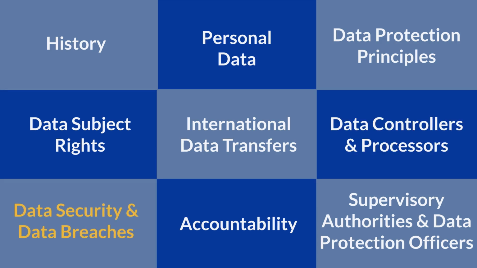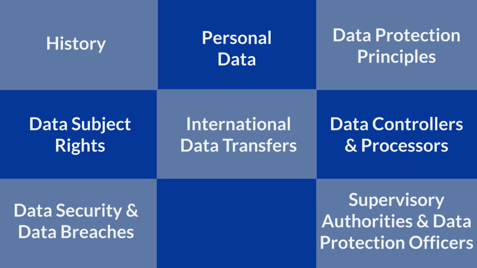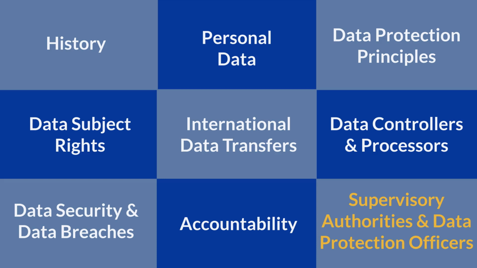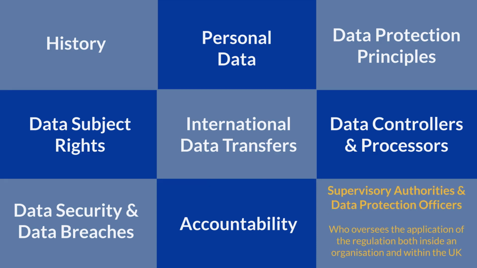Data security and data breaches. How data should be protected and what happens when data is breached. Accountability. Conducting risk assessments, protecting data during processing, and demonstrating compliance. Supervisory authorities and data protection officers, who oversees the application of the regulation both inside an organization and within the UK.